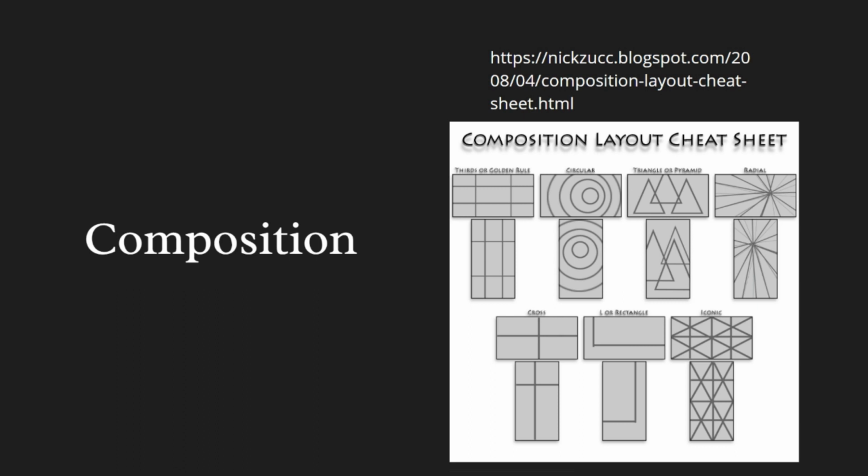Maybe we have a canvas, maybe we have a piece of paper, maybe we have a scene. How are we going to place everything? Well, that's what composition is about. We have different layouts. Here you have 7. There are over 100 options, so there is a lot.